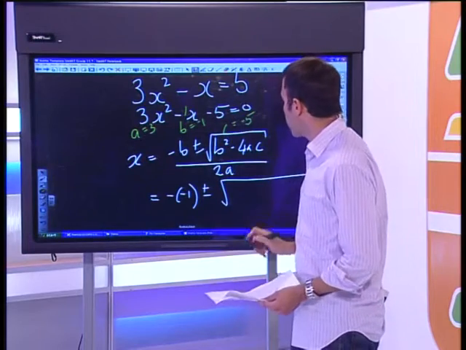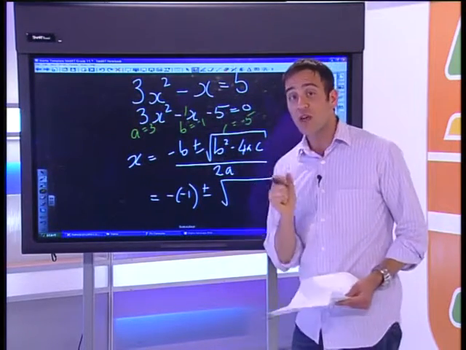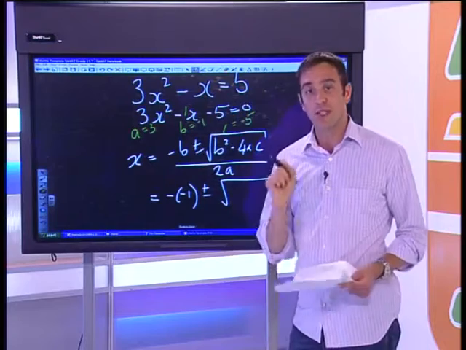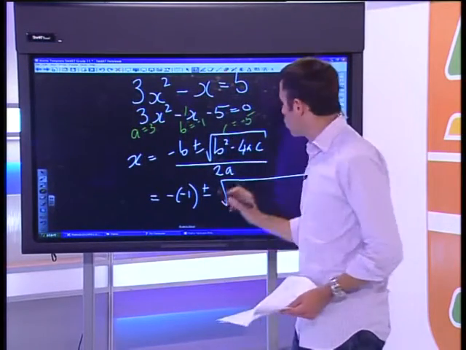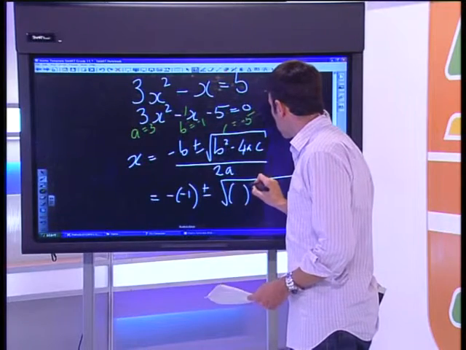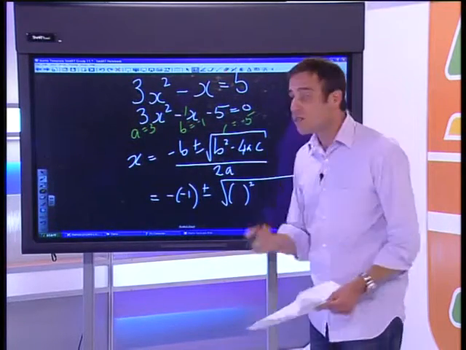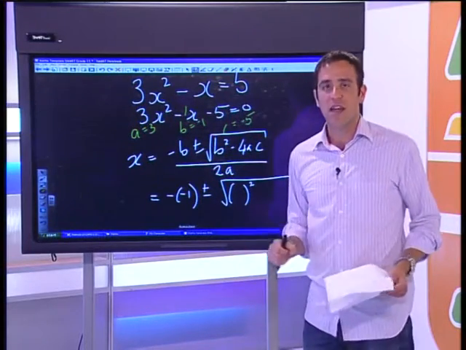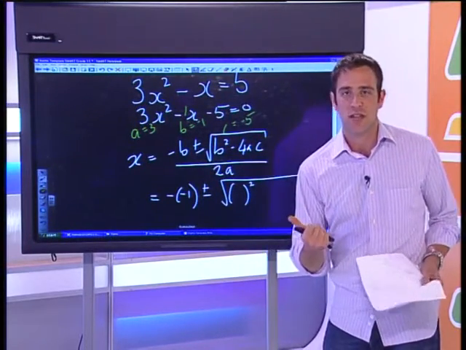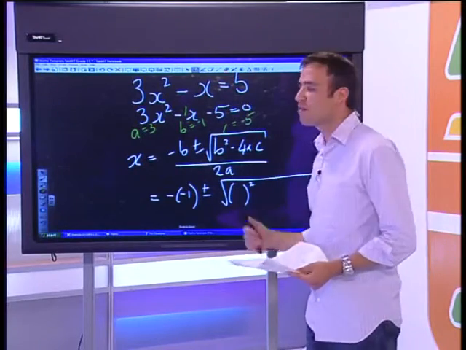Third, b squared is negative 1 squared. Now, this is an area where sometimes students make mistakes. Because my b term in this example happens to be a negative, you actually need to put this b squared in brackets. So what I often tell my students is to think of these b's and these a's and these c's as placeholders. In other words, put the place in first.